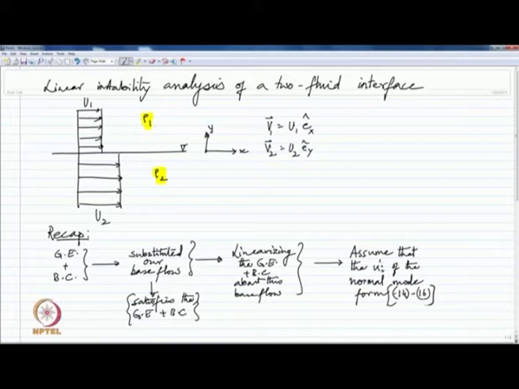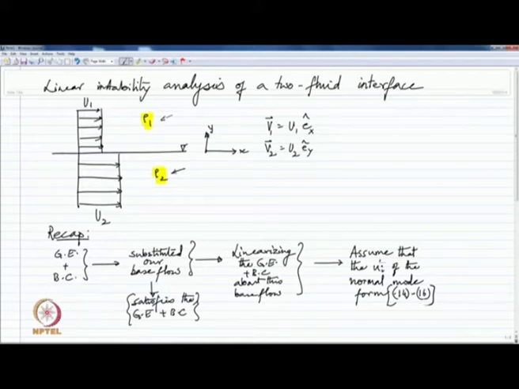Say I have a fluid of density rho 1 superimposed over another fluid of density rho 2. The fluid of density rho 1 is moving with a velocity u 1, the fluid of density rho 2 is moving with a velocity u 2. Rho 1, rho 2, u 1, u 2 are all constants.